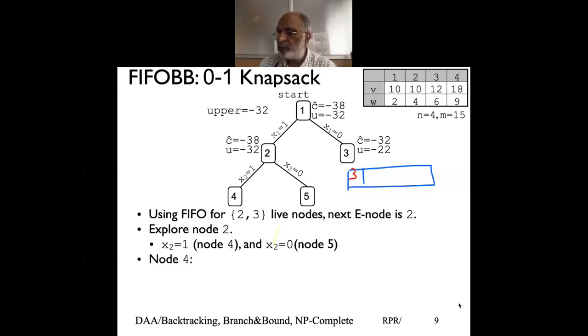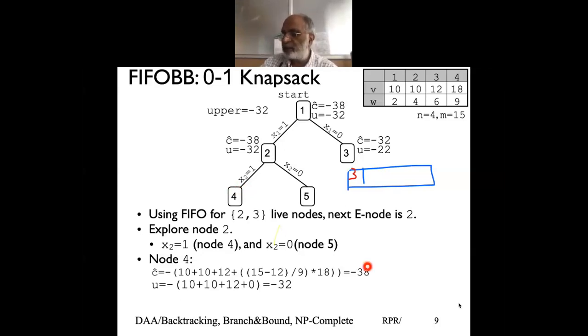And let's compute for node 4 c hat x. As we said, if we explore on the left side, including these, both values c hat and ux do not change. They'll remain the same, because this includes adding the item. When we computed this, we basically computed this by adding all the items. So we're following the same path. So for node 4, my c hat x will remain minus 38, and u also remains minus 32. But for node 5, let's look at what happens.